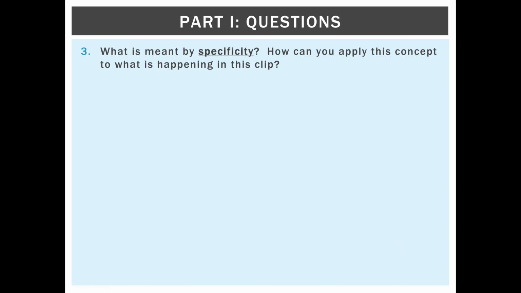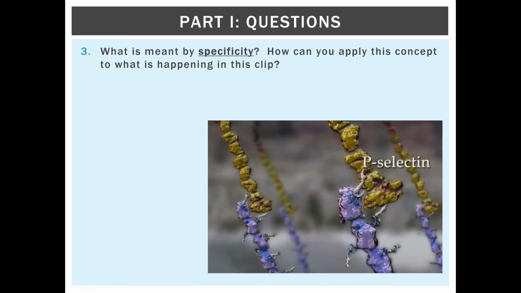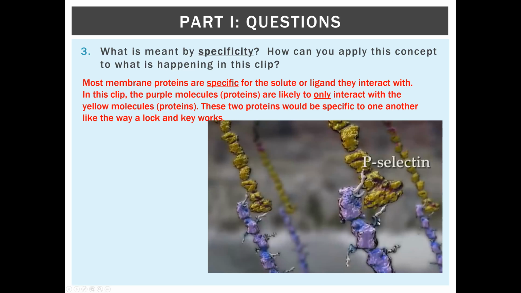Okay, question 3. What is meant by specificity? How can you apply this concept to what is happening in this clip? So we saw a close-up view of the purple molecules interacting with the yellow molecules. And the idea of specificity is that most membrane proteins are very specific for the solute or ligand they interact with. So in this clip, these purple molecules are likely to only interact with the yellow molecules.